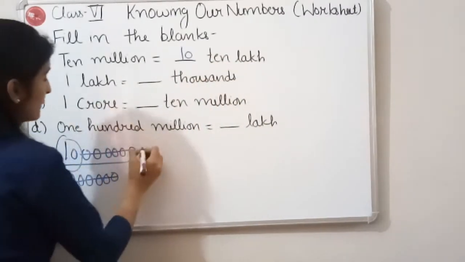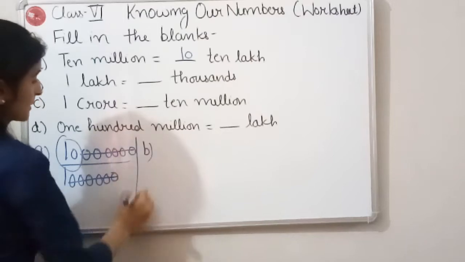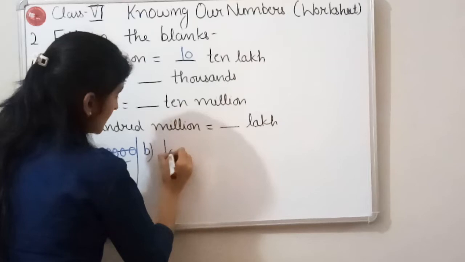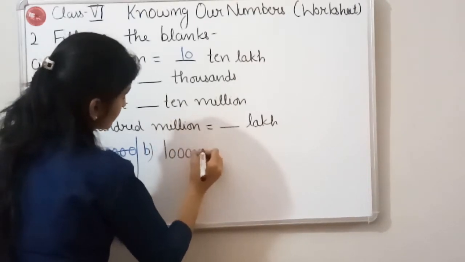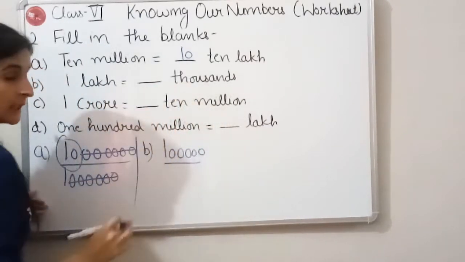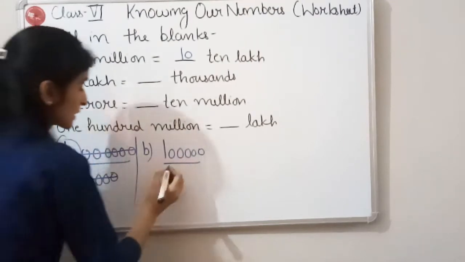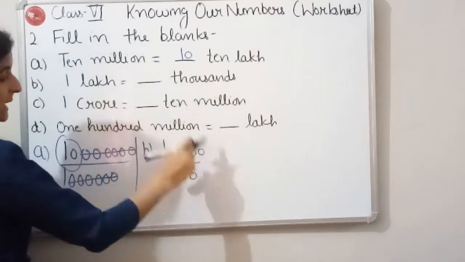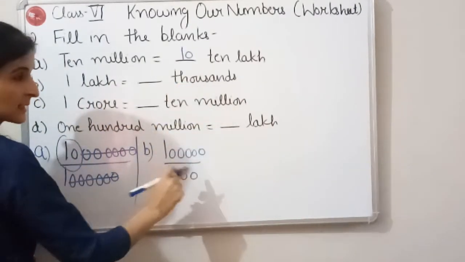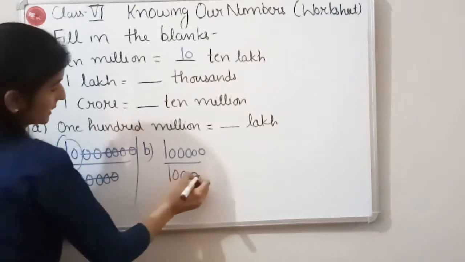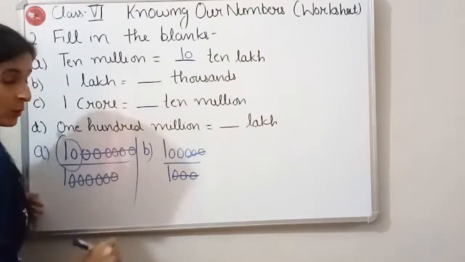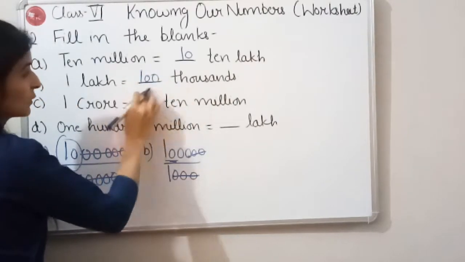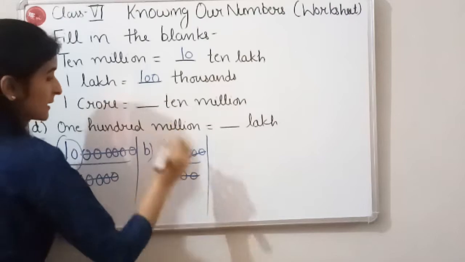Now if we talk about the B part, there is 1 lakh. 1 lakh means 5 zeros. Then thousands. Thousands means how many zeros? 3. In 1 lakh there are 5 zeros and in thousands there are 3 zeros. So we can cut these 3 zeros with these 3 zeros. We will be left with this 100. So it means 1 lakh is equal to 100 thousands.